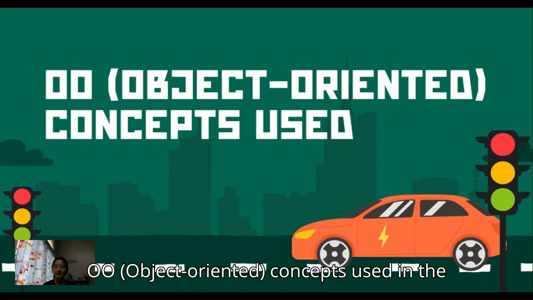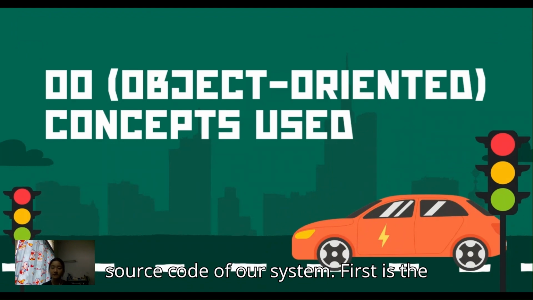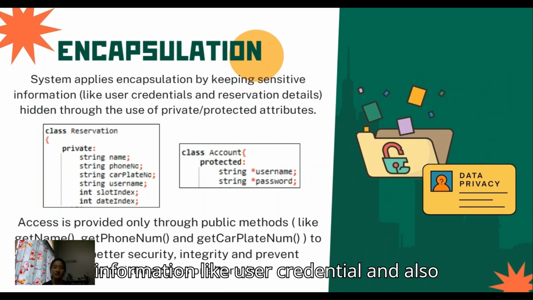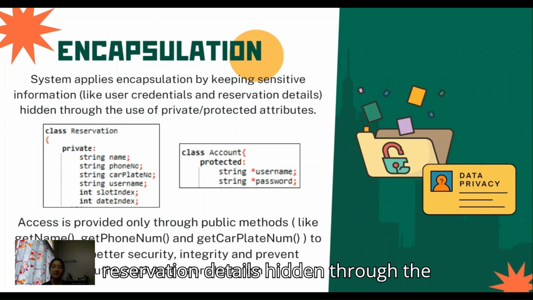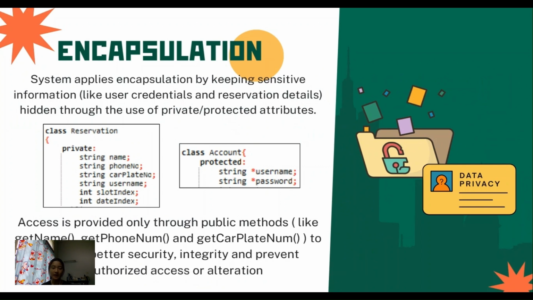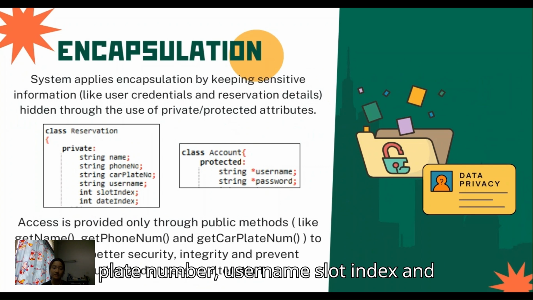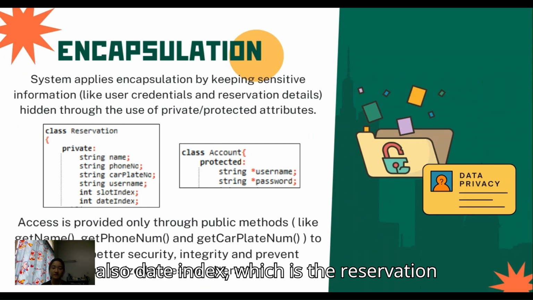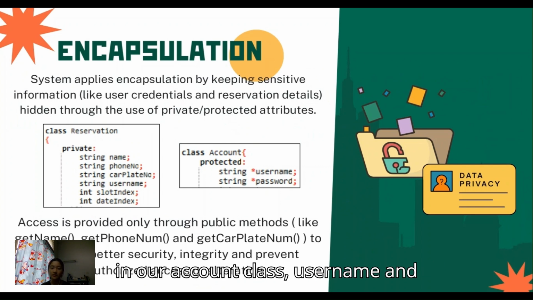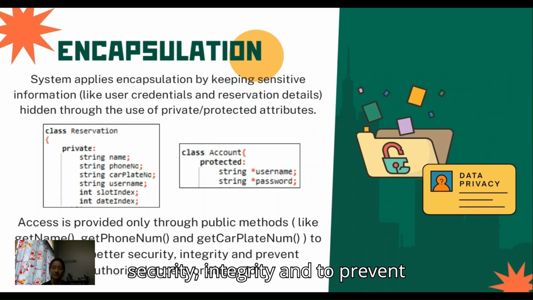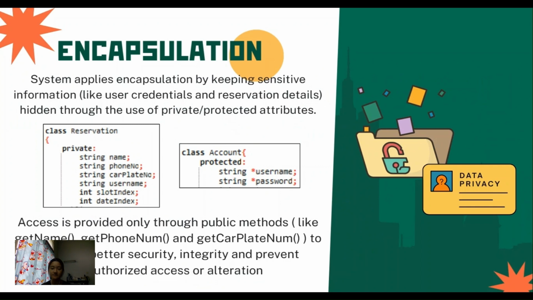Next is about the object-oriented concepts used in the source code of our system. Firstly, encapsulation. Our system applies encapsulation by keeping sensitive information like user credentials and reservation details hidden through the use of private or protected attributes. As shown in the picture, our reservation class keeps the name, phone number, couplet number, username, slot index, and date index, which are the reservation details, as private attributes. And also in our account class, username and password are stored as protected attributes. Access is only provided through public methods like getName, getPhoneNumber, getCoupletNumber to ensure better security integrity and to prevent unauthorized access or alteration.